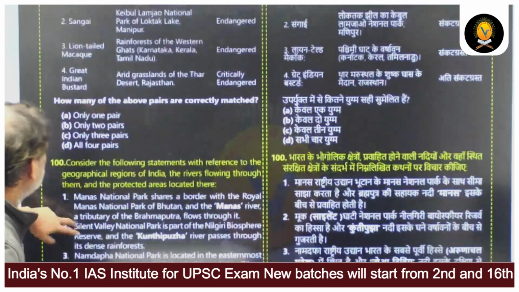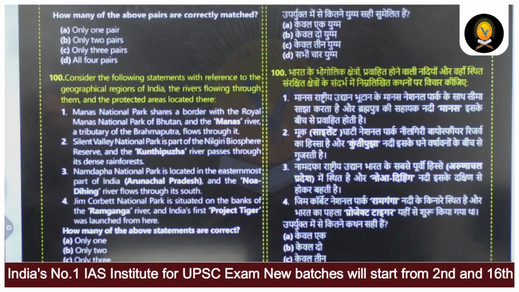And the last question: consider the following statement with reference to the geographical regions of India, the rivers flowing through them and the protected areas located there. Manas National Park is on the border with Royal Manas National Park, and the Brahmaputra flows through it, yes. Silent Valley is a part of the Nilgiri Biosphere Reserve and the Kunthipuzha river passes through, correct. Namdapha National Park is located in the easternmost part of India, Arunachal Pradesh, and the Noa-Dihing river flows through it, correct. Jim Corbett National Park, the Ramganga is flowing through it. So all 4 are correct. Okay, so these are the 100 questions we have discussed.